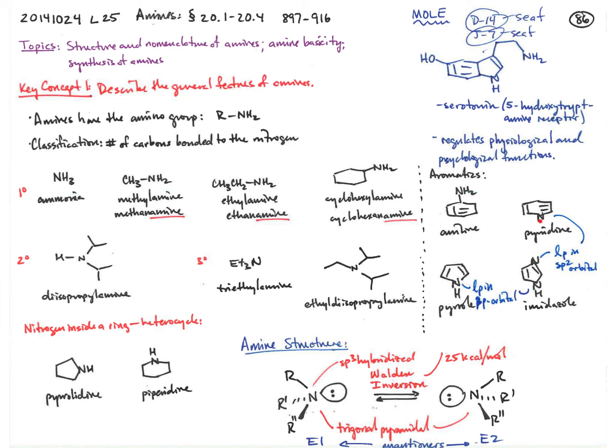So let's look at pyridine. We count 1, 2, 3 substituents, and then the lone pair here resides in an sp2 hybrid orbital, and that's the same as this nitrogen in imidazole. Now, if we look at pyrrole, we have 1, 2, 3 substituents. So the lone pair is actually in a p orbital.